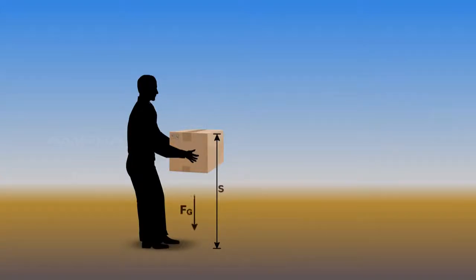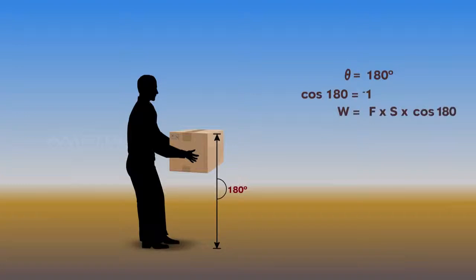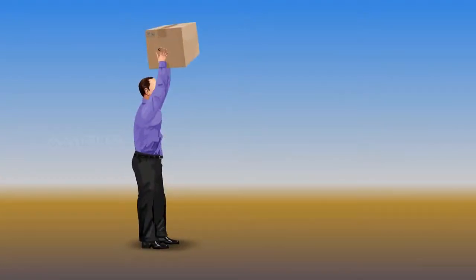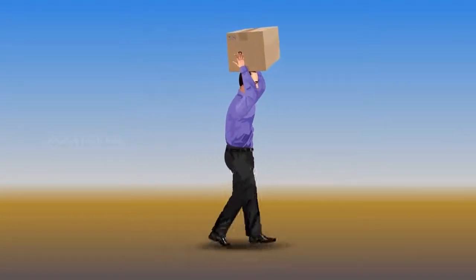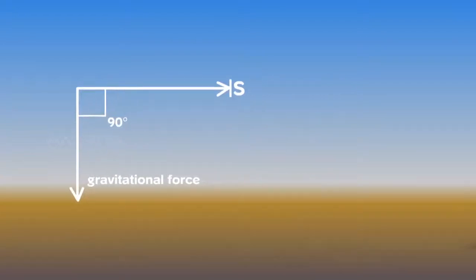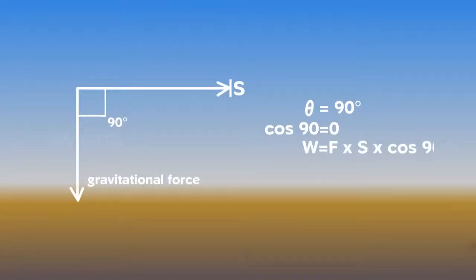As for the gravitational force, as it is opposite to the displacement of the body, theta will be 180 degrees. Since cos 180 is minus 1, the work done here will be minus F into S. Thus, the work done by the gravitational force on the body is negative. If the man carrying the load now walks for a distance S horizontally, the gravitational force F acts at a right angle to the direction of the motion, making an angle of 90 degrees, so theta will be 90 degrees. Since cos 90 is 0, the work done here by the gravitational force will be 0.